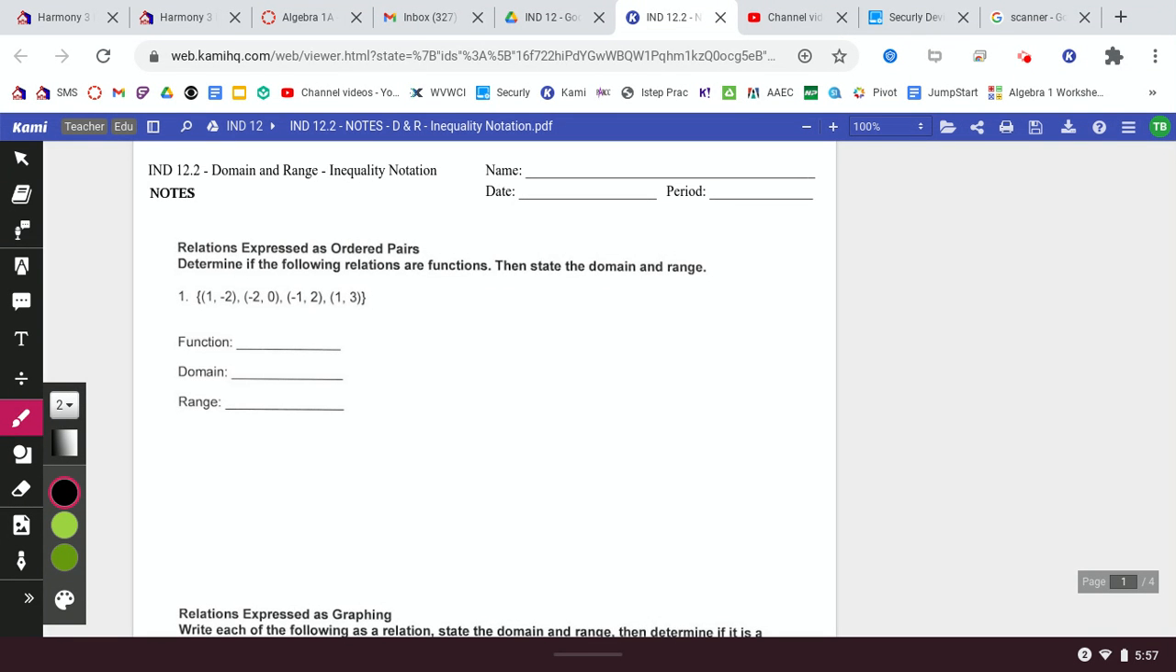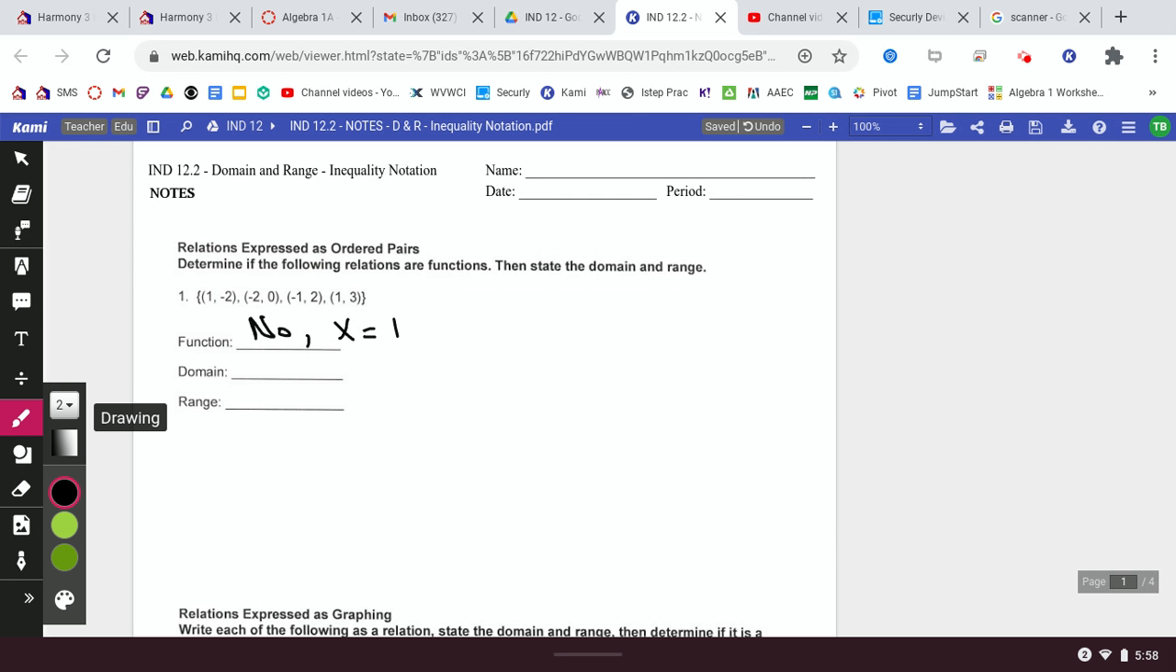So it says determine if the following relations are functions, then state the domain and the range. So is it a function? Well, we look for repeating x's, and we see that we do have a repeating x. So no, this is not a function, and it's not a function because of right here, this x equals 1. Okay, that's our repeating x. All right, so now we need to state the domain and range.